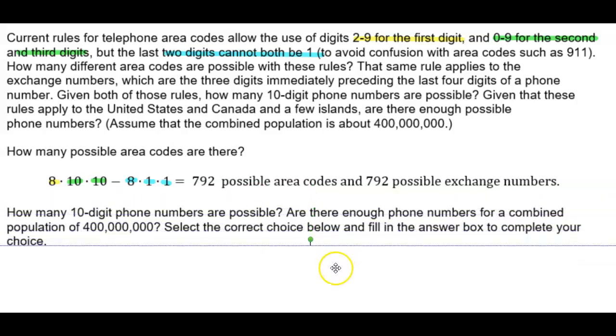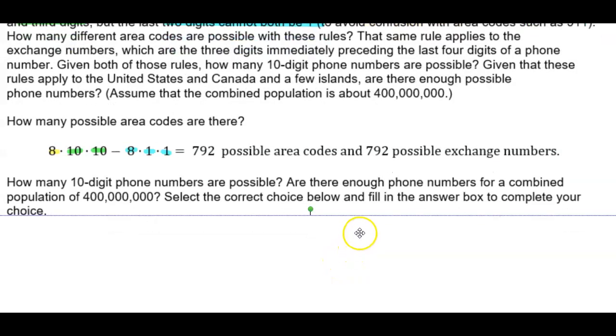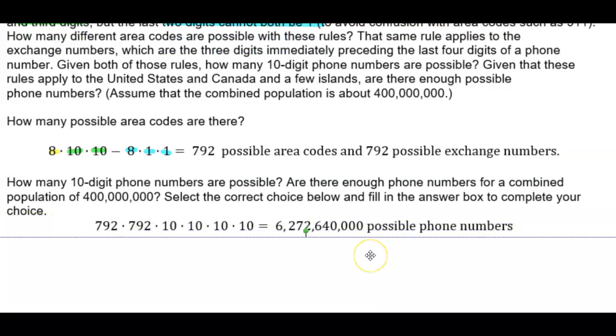Now, how many 10-digit phone numbers are possible? Are there enough phone numbers for a combined population of 400 million? Then select the correct choice below and fill in the answer box to complete your choice.